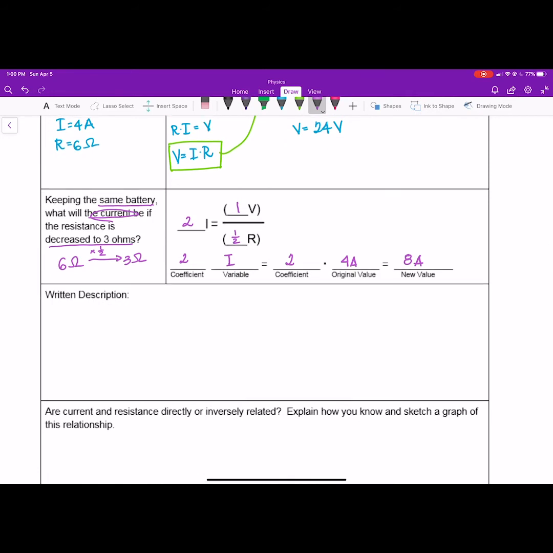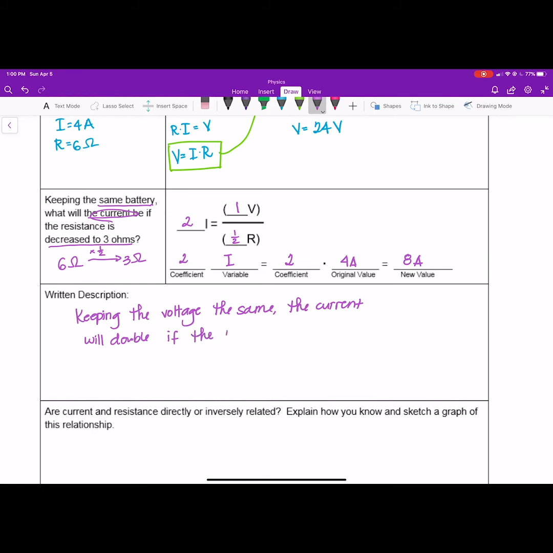And so our written description is: keeping the voltage the same, the current will double if the resistance decreases by half.